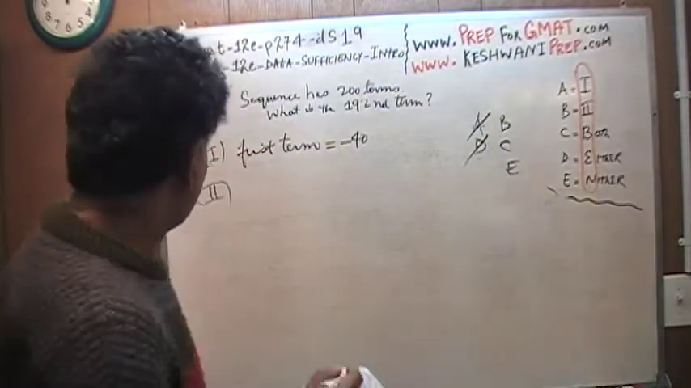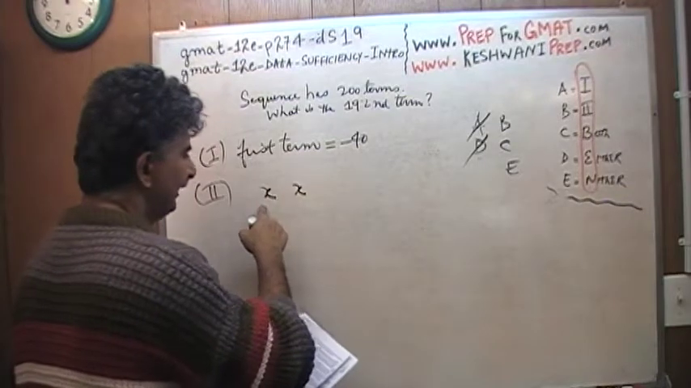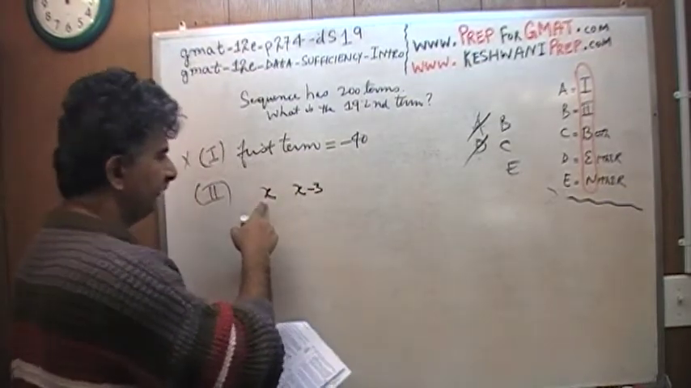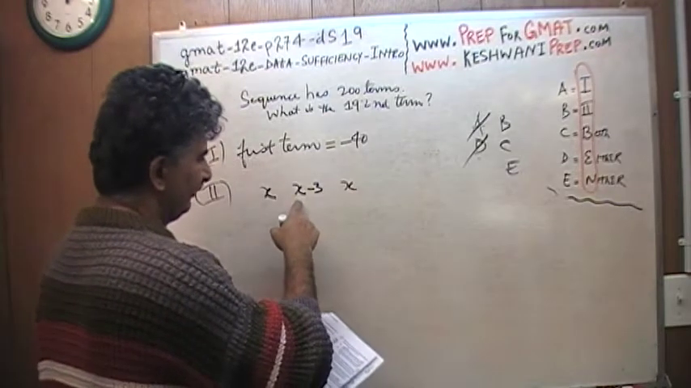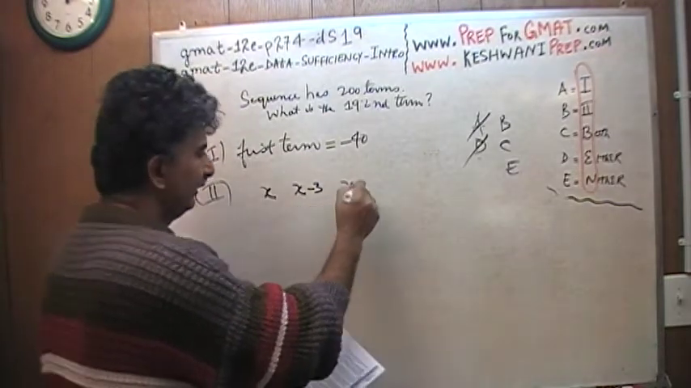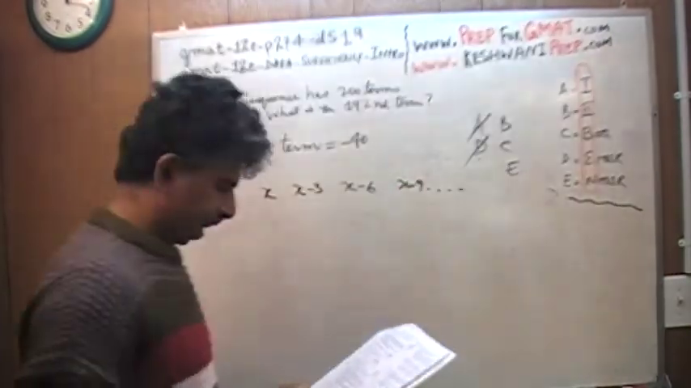Well, there you go. For example, if the first term is x, then the second term after that is going to be 3 less than that. It's going to be x minus 3. Whatever this number was, it's going to be 3 less than that. The one after that is going to be 3 less than that. So if this is x minus 3, this is going to be x minus 6, and x minus 9, and so on and so forth.